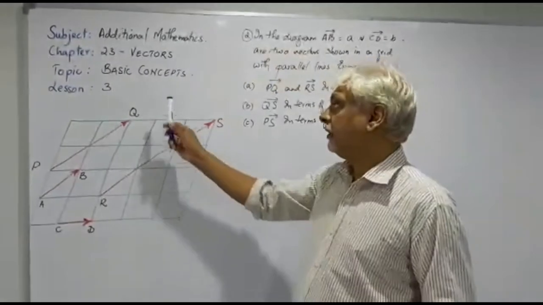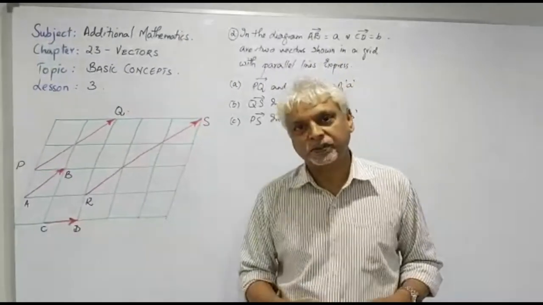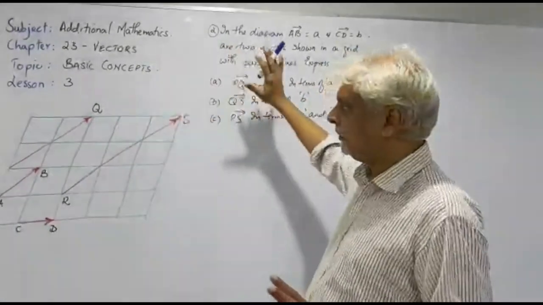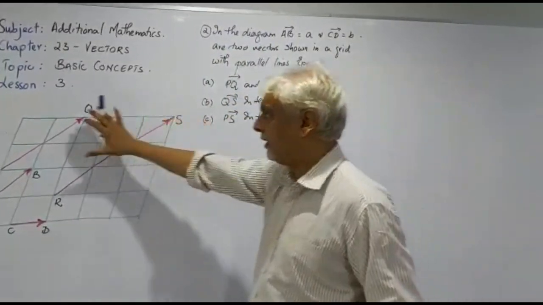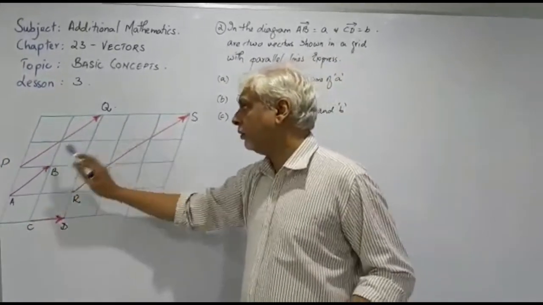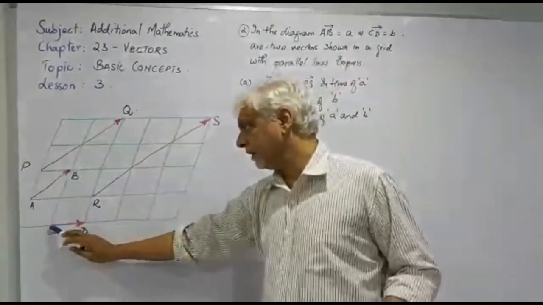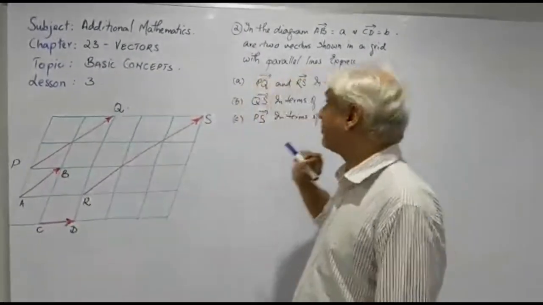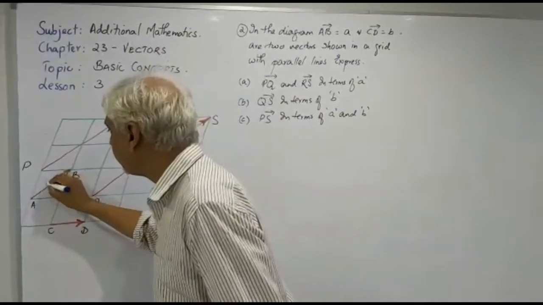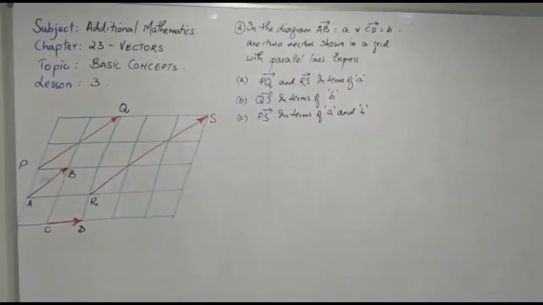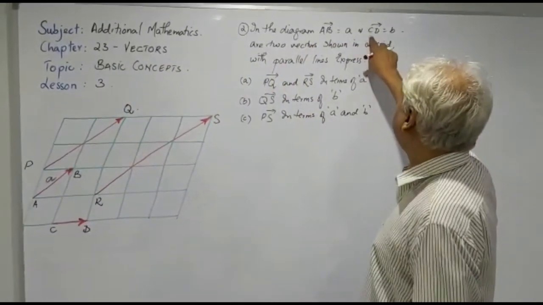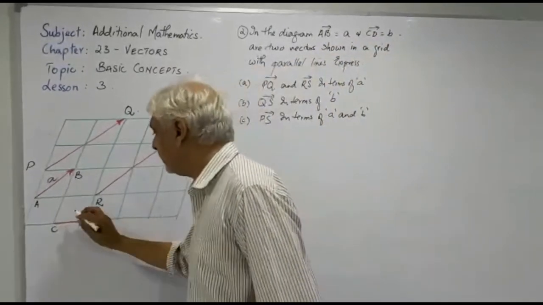Today, in lesson number 3, I'll be solving the first exercise of this chapter, exercise 23.1, question number 2. Okay, it's very simple. And this is the diagram that we have in this question, a grid with parallel lines, as you can see, the vector PQ, AB and RS. Then we have one vector which is moving along horizontally, okay, along the x-axis. So in the diagram, this vector AB is equals to A. And we have CD equals to B. This vector, you can see CD is equals to B.